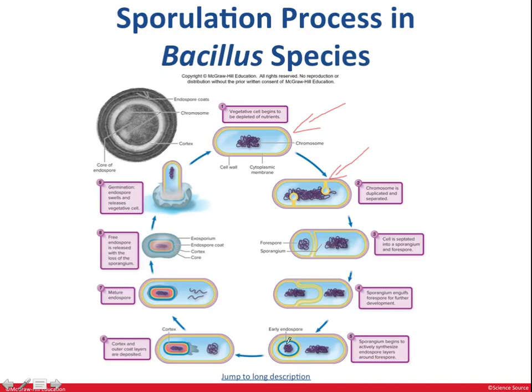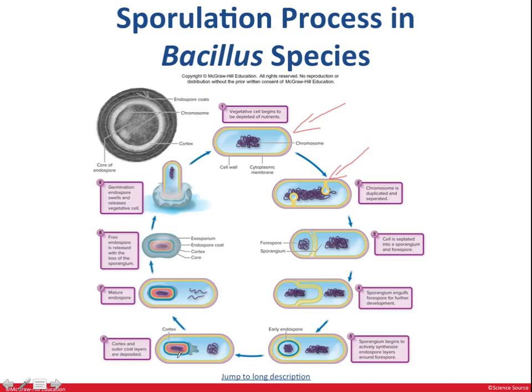The early endospore contains the chromosome, which is very important for the bacteria to survive. Since the endospore doesn't need metabolic function, they can get rid of all the other stuff such as the ribosomes and all the cytoplasmic parts. Then the early endospore continues to develop to form the cortex.